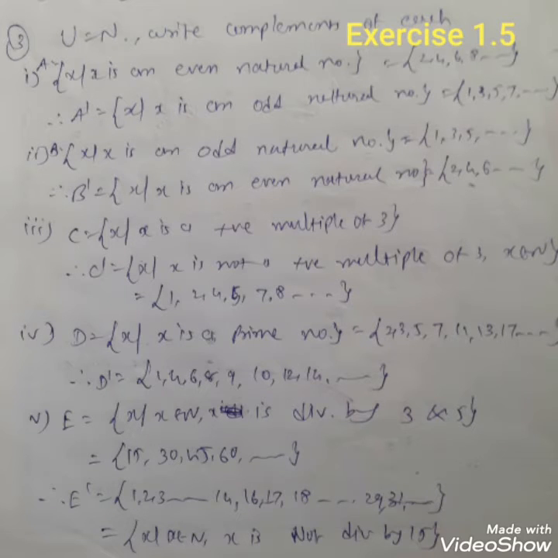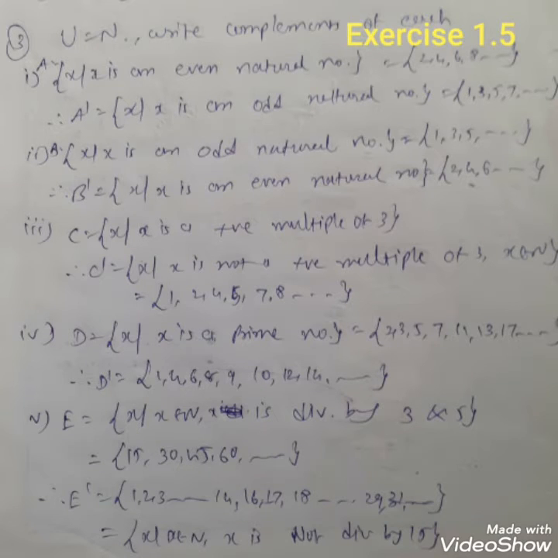Similarly, the second question is that set B contains {x such that x is an odd natural number}. So here A' equals B, that is 1, 3, 5, 7 and 9. So if we want to write its complement, then B' is {x such that x is an even natural number}, so that is A, and the elements are 2, 4, 6, 8, 10, and so on. Similarly, here we take the third question, that is set C.